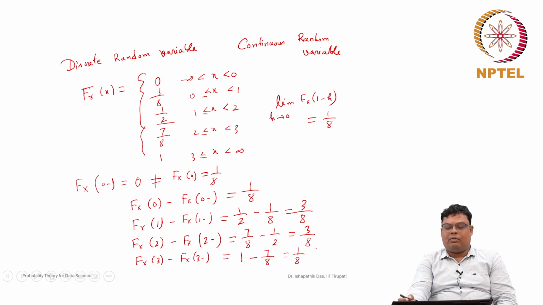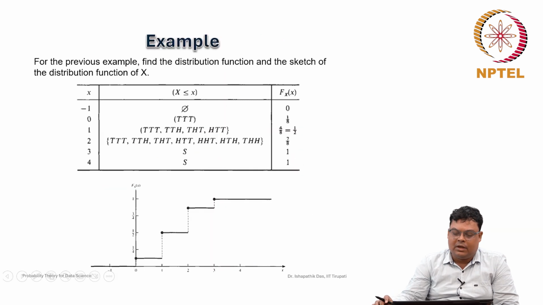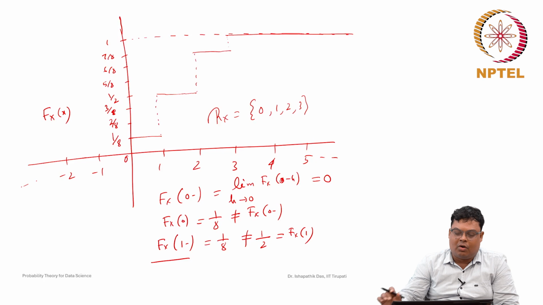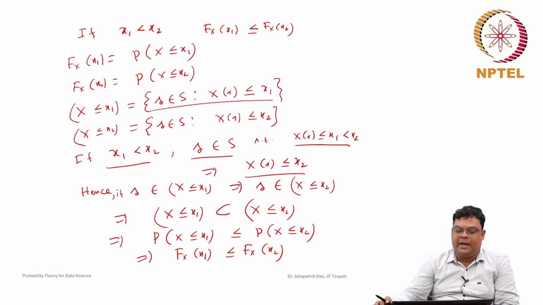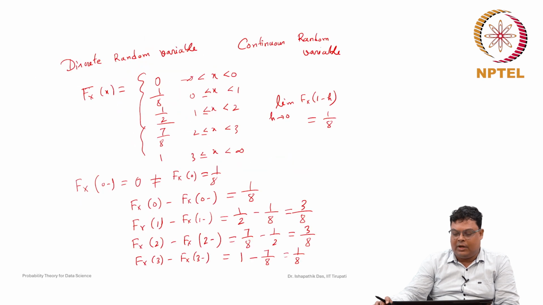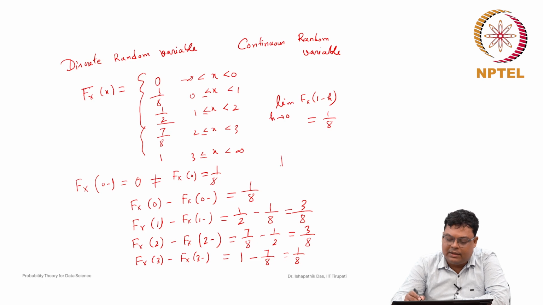Now we just want to know what those values actually are. These are the jumps. When we draw it, the jumps are 1 by 8, 3 by 8, 3 by 8, and again 1 by 8. So, these are the values. Now, we want to find the probabilities at those points, because you see that the jumps occur where the range takes its values, and the range is 0, 1, 2, 3.